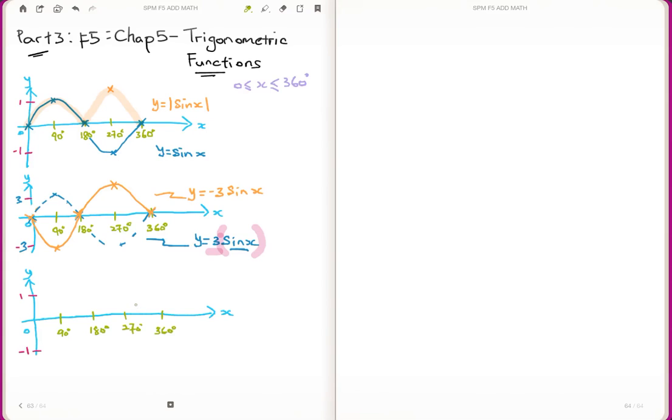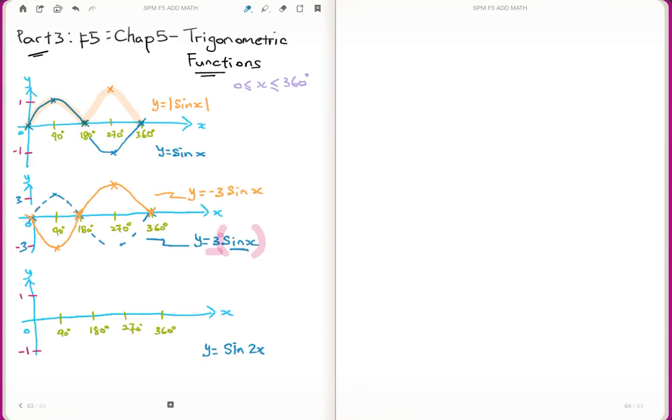Alright. So in this case, you are asked to sketch a graph of y equals sine, now with a number in front of x, 2x. Okay, sine 2x.